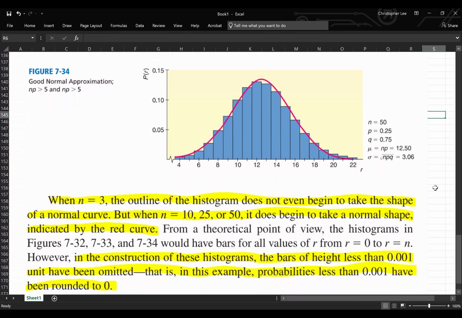So remember, with a normal distribution, the tail ends never actually touch the x-axis, right? We never actually get to 0, but we get really close. Really close. So this is why you can use it to approximate, right? Pretty cool.